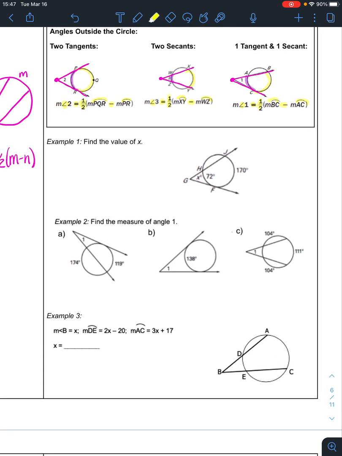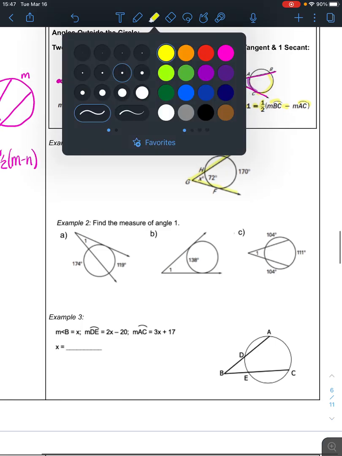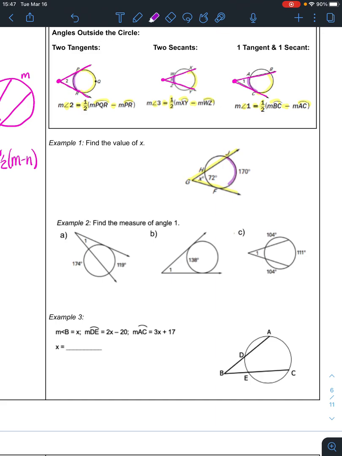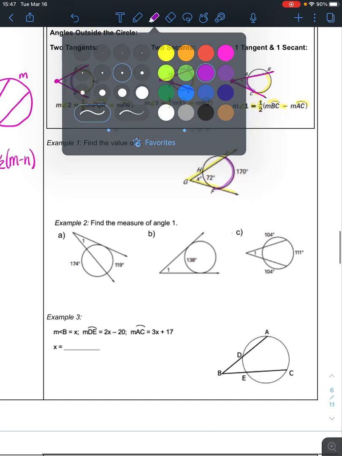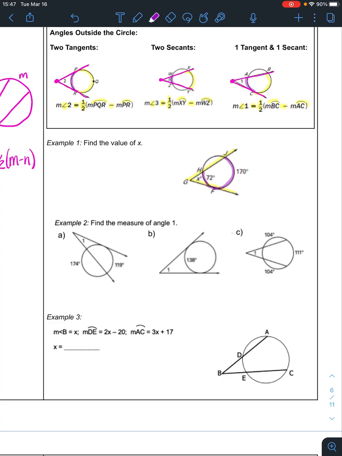So if we look at example 1, I have my angle. Remember, every angle has its arc or arcs that go with it. So once you find your angle, find your arcs. Then I have these two pieces. They're my arcs. And so I look, okay, the vertex is outside. That means the angle is equal to half of the difference between them. So the angle X is equal to half of the big arc, which was 170 degrees, minus the small arc, which is 72.